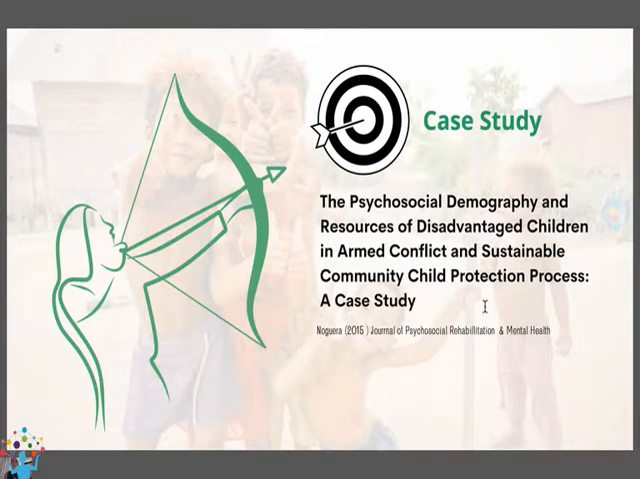And I also look into the resources of disadvantaged children. So when we talk about disadvantaged children, we are referring to the poor children. Okay. So a case of children in an armed conflict. Right. So I am trying to let surface a case about disadvantaged children on how they deal with the armed conflict. And that would include understanding their psychosocial demography and their psychosocial resources.